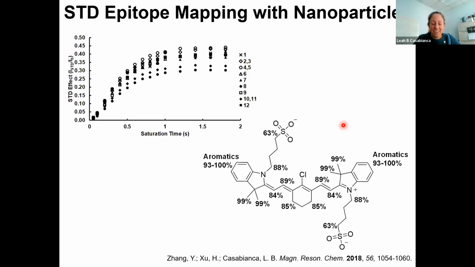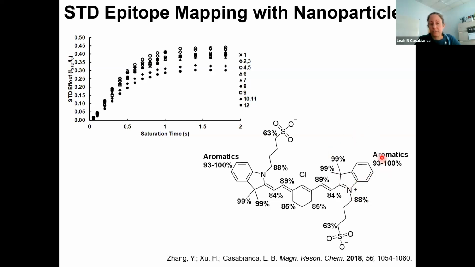So with all of that, I'll give a few examples of things that we have done in our lab. We looked at the initial slope of the STD effect for this large floppy dye molecule, compared to binding to nanoparticles with a negative charge on the surface. As expected, near the positively charged nitrogen of this molecule, we have the highest STD initial slopes.